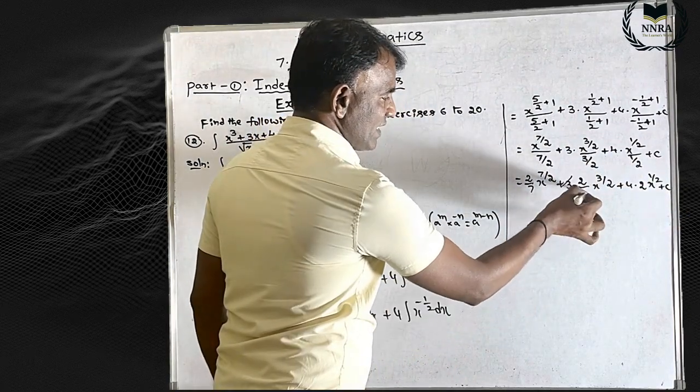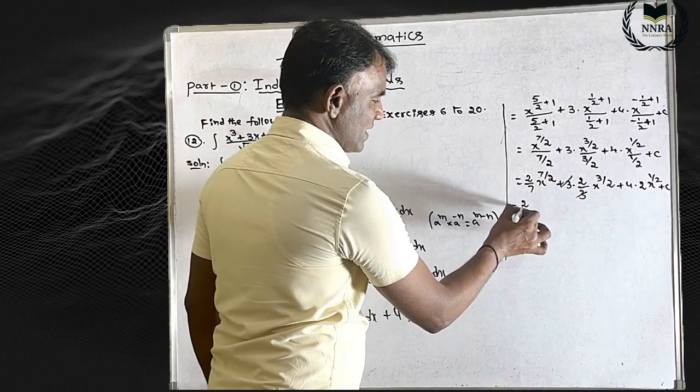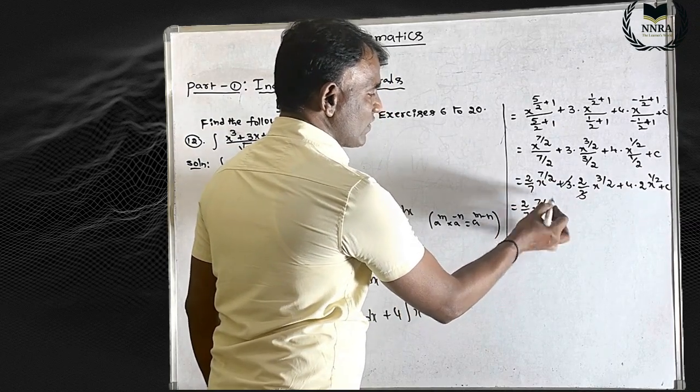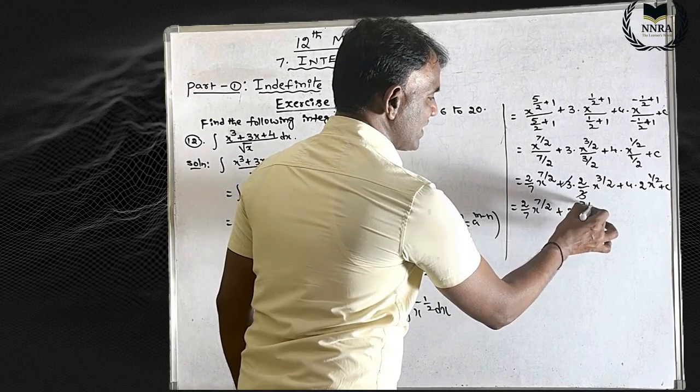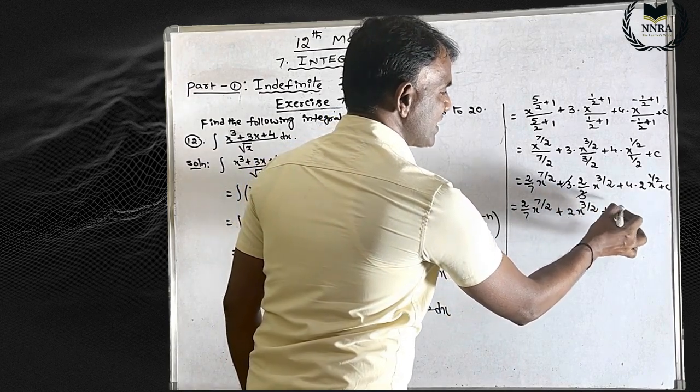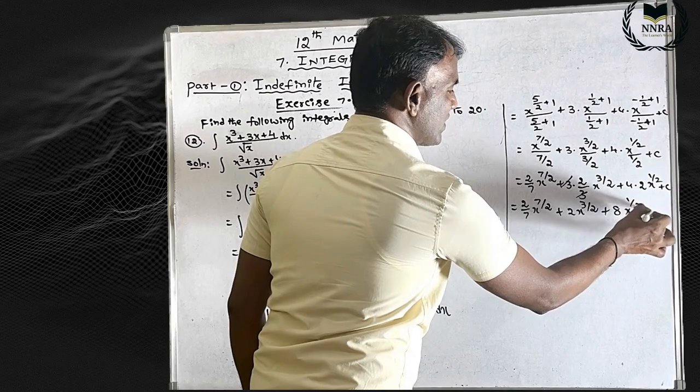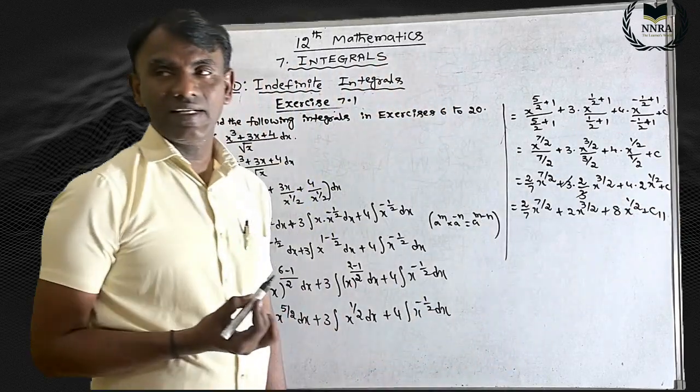Okay, now here 3 gets cancelled. First term is same. What is that? 2 by 7 x power 7 by 2. And this one is 2 into x power 3 by 2. 4 into 2 is 8. 8 into x power 1 by 2, then constant c. That is the final answer.